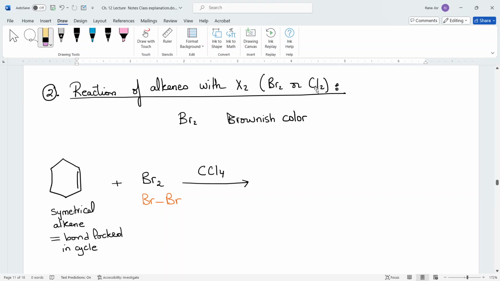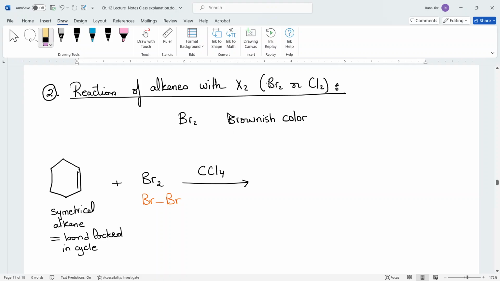Bromine and chlorine, they both are water soluble or they dissolve in organic solvent, either one, but the alkene is always dissolved in organic solvent. So when you want to mix those two together, especially if the bromine is dissolved in water, they're not going to be mixed. So this is why we need a solvent every single time to mix them together.